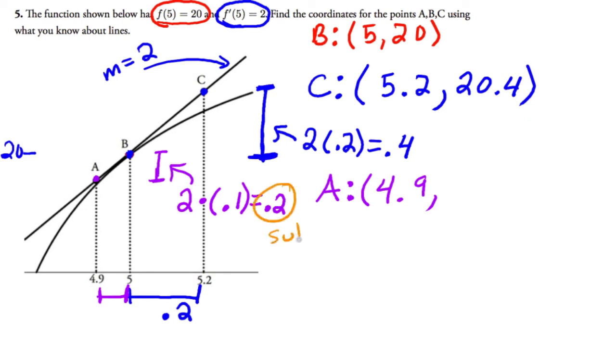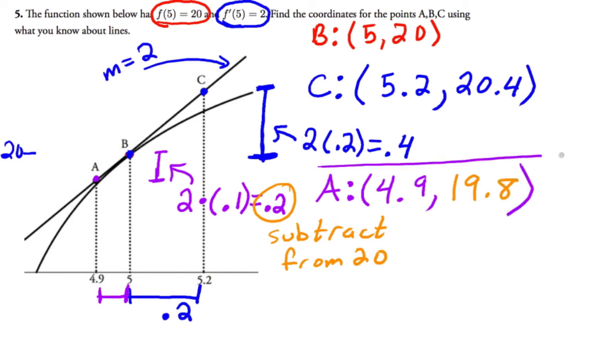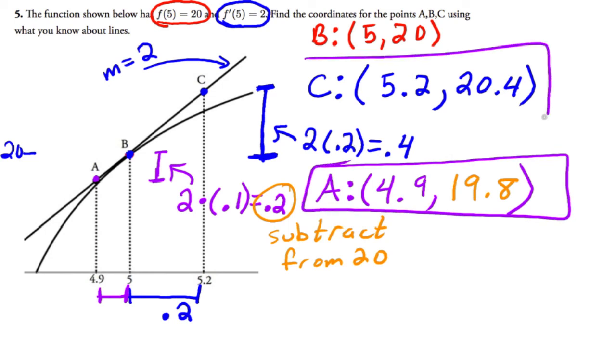So this time I'm going to subtract 0.2 from the y value. So I'm going to subtract from 20. And so then that means that my y value for A is going to be 19.8. And that's it. Those are my 3 coordinates.